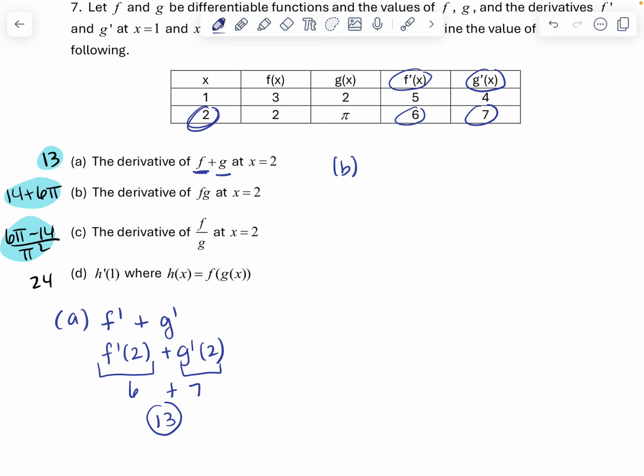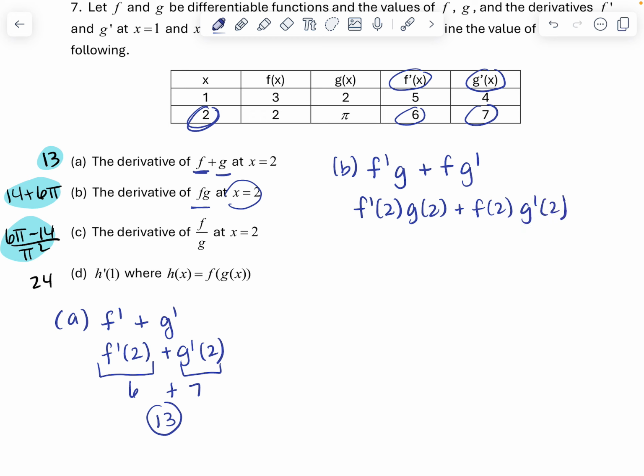It says the derivative of f times g at x equals 2. So this is product rule. So it's the derivative of the first times the second plus the first times the derivative of the second. But we want it at x equals 2, so it's going to be f prime of 2 times g of 2 plus f of 2 times g prime of 2.